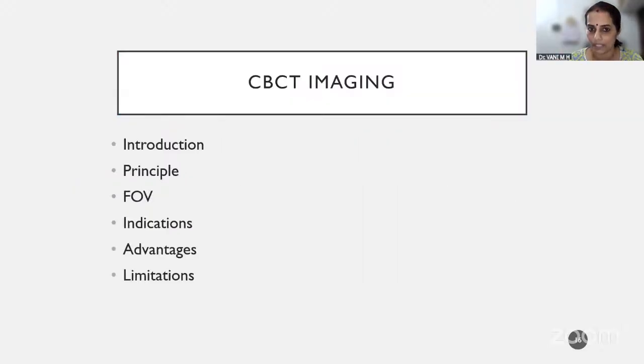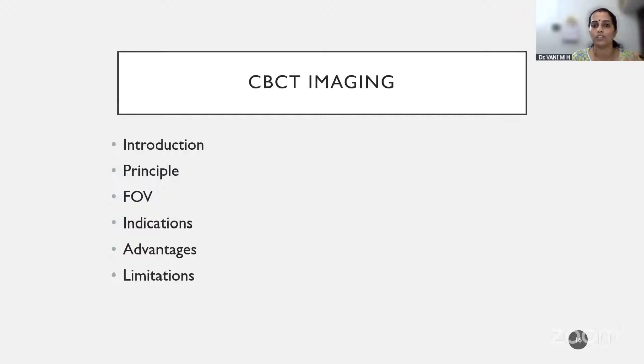introduction of CBCT. What is CBCT? Then what is the principle behind CBCT? What is FOV? It is field of view. Then indications, advantages, and limitations. These many headings should be covered even if it is a short note. So introduction, you can keep it brief with just one sentence.